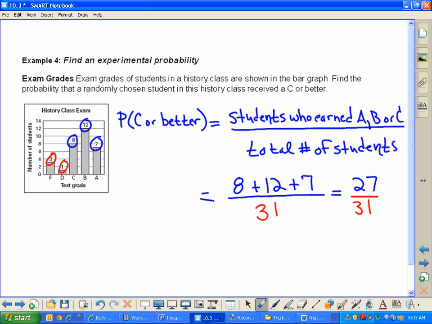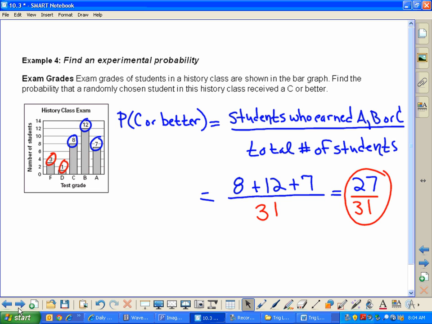So 27 out of 31, and that doesn't reduce. 9, 3, doesn't go into 31. So 27 out of 31 is the experimental probability that a student would receive a C or better. I noticed that the 27 is pretty close to 31, so we could say that that's likely. Students are likely to earn a C or better, so it's a pretty good test. Questions about that?